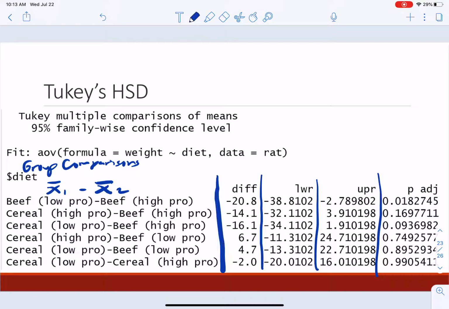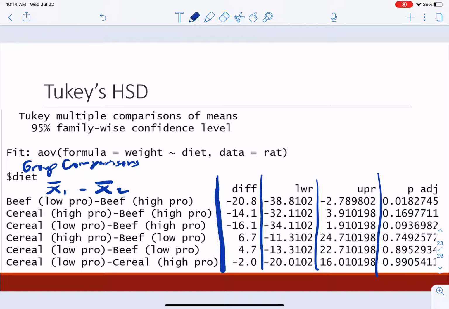But here, in this next column, is the actual difference between these two, right? So the mean of the beef with low protein minus the mean of the beef with high protein is negative 20.8 grams, okay? On average, right? So that's just looking at the average difference, or the difference between the two averages. The difference between the two means, if we're being very specific here, right? And so since this is a negative number, if this ever shows up as a negative number, that means that this group here is larger, right? So put simply, 1 minus 2 is negative 1. That's what's happening here too, right?